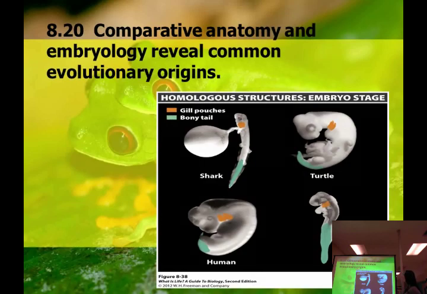have gills. Go back. We've got humans who have the gill pouches and a bony tail, and as you all know by looking around, none of us have gills and none of us have tails. And a chicken has gill pouches and tails. So those things are not what they ultimately end up with, but they do show that we have similar evolutionary origins.